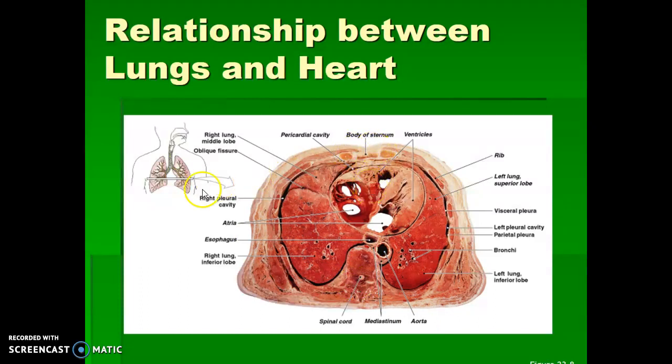So you can see from this section being removed, this side is actually the right, and this side is the left as it's being pulled out. And so you can see that the heart is slightly left of center, if you're looking at this correctly, and the lungs are filling the cavity around it.